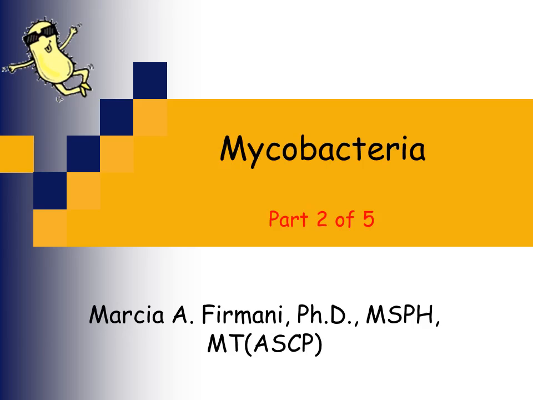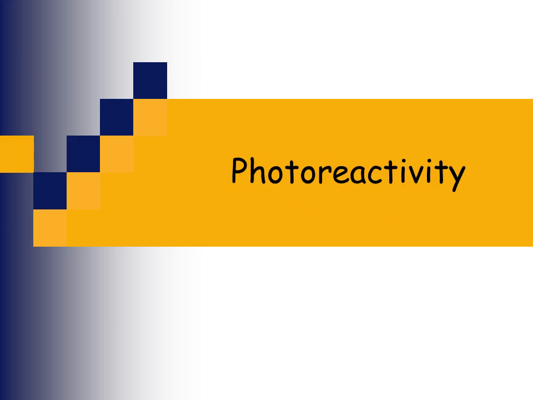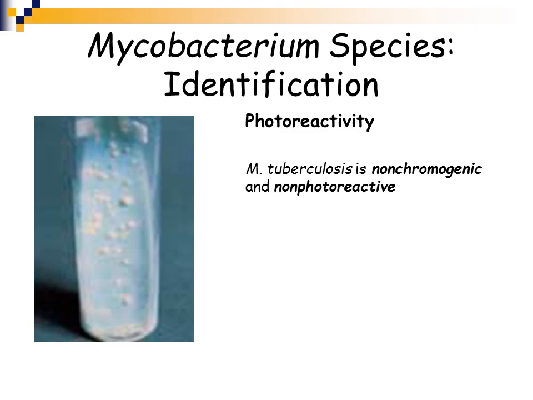So this is the second part of the Mycobacteria lecture, and we're going to continue discussing our pigmentation and the photoreactivity of these organisms. So Mycobacterium tuberculosis, one of our major pathogens among the mycobacteria, is non-chromogenic and non-photoreactive. It does not produce a pigment at all, even if it's exposed to a light source. So that is very important to know. You need to know that Mycobacterium tuberculosis is a non-chromogen. It's called buff colored.